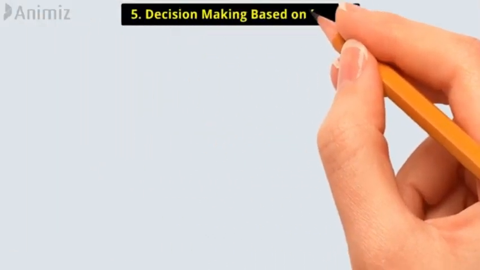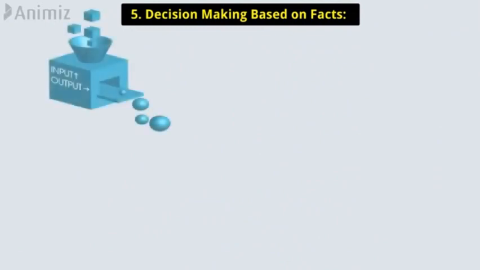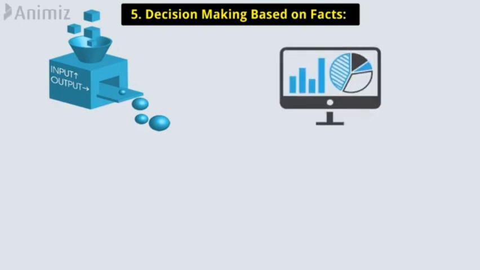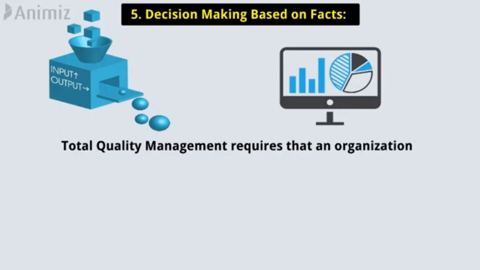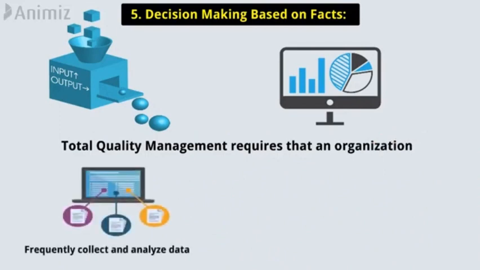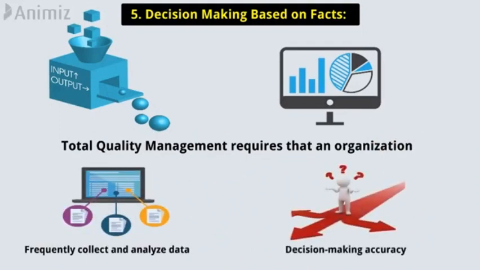5. Decision-making based on facts. In order to know how well an organization is operating, data on performance measures is mandatory. Total quality management requires that an organization frequently collect and analyze data, in order to improve decision-making accuracy.